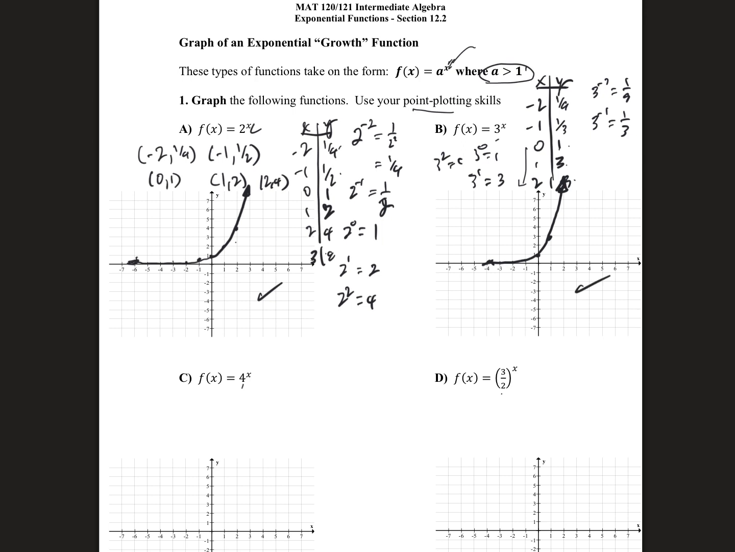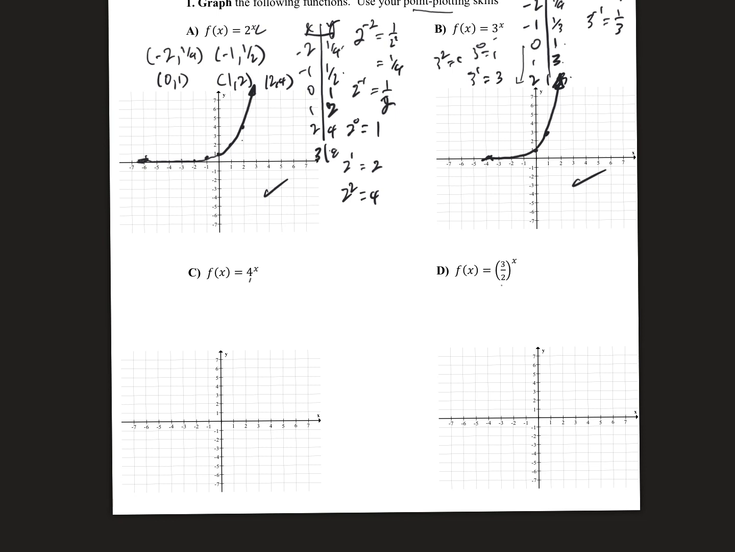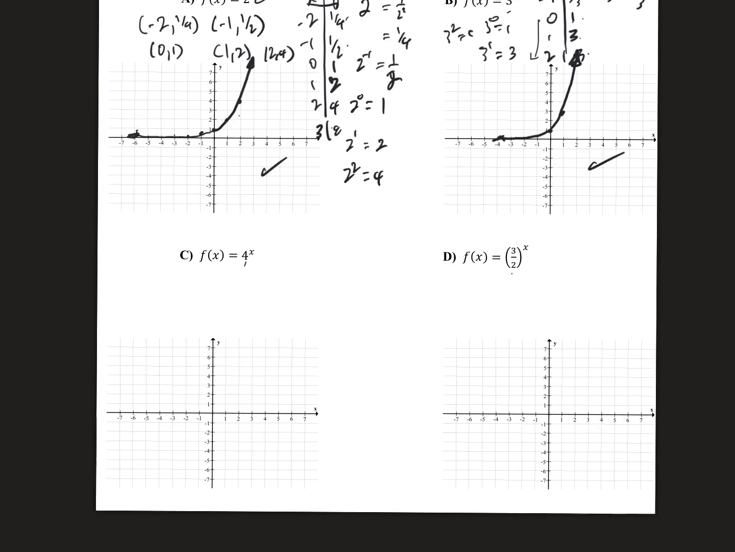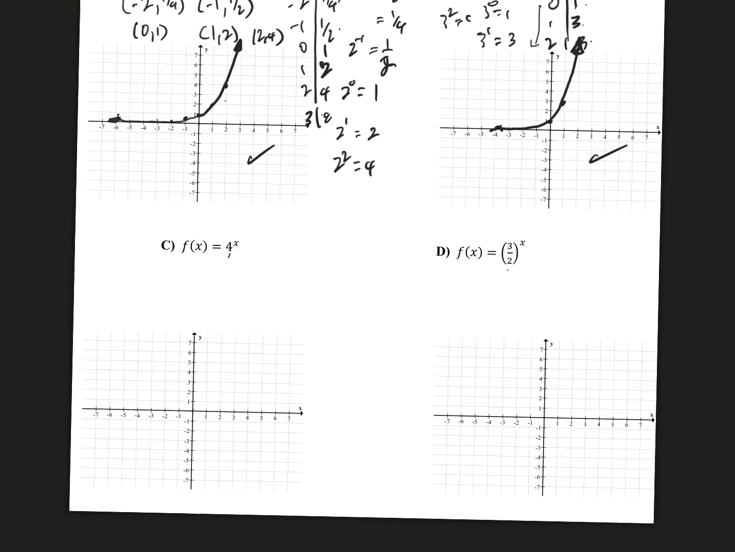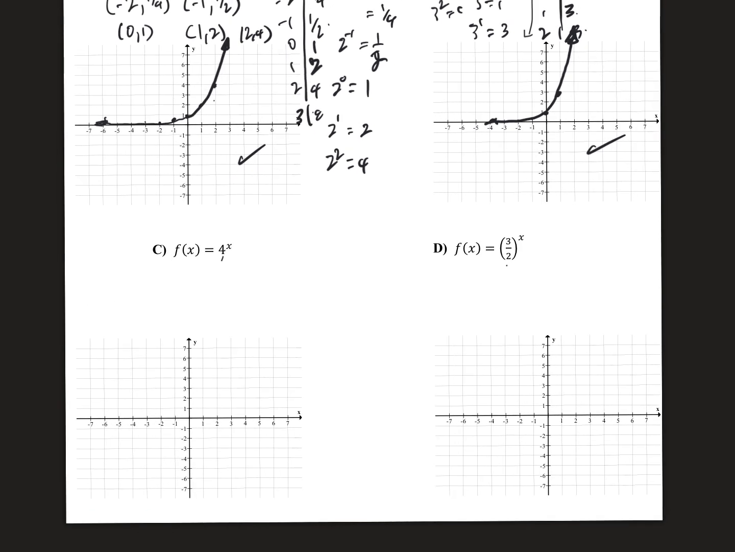So with that, if we move to the pages down below here, you can imagine what we're probably going to get if we had 4 to the x and 3/2 to the x. If you're using your anticipation skills, you're thinking that it's going to be a graph like this. So let's just do some point plotting and see if that's the case.